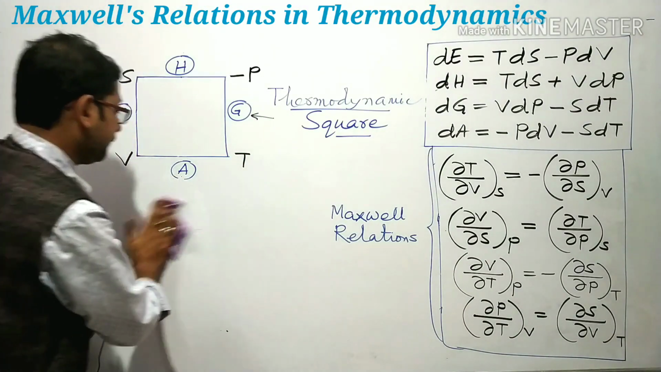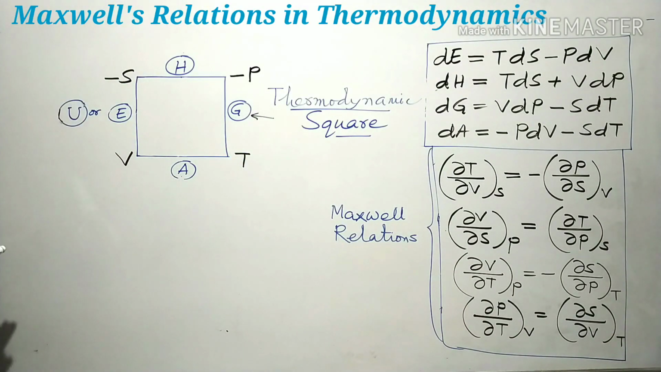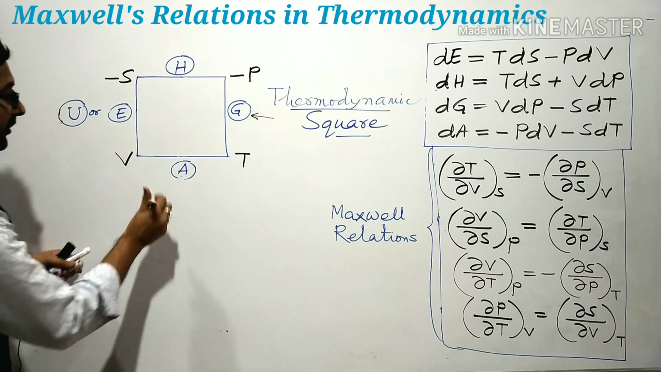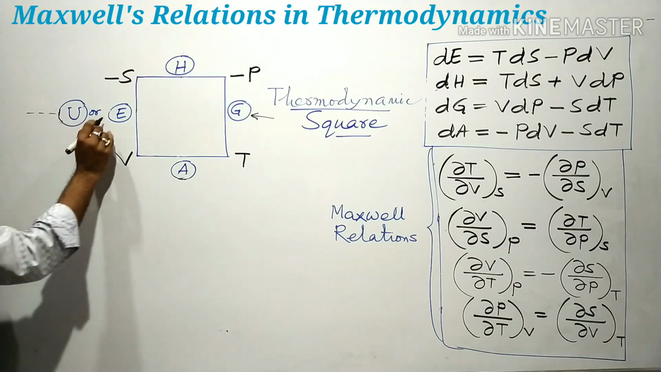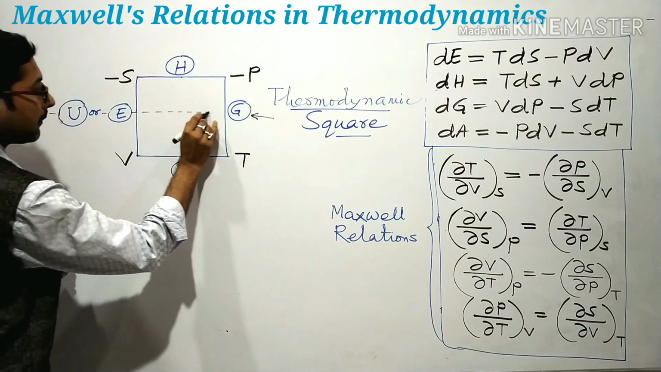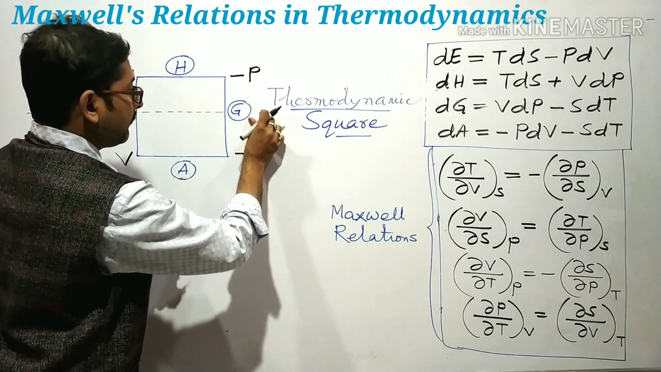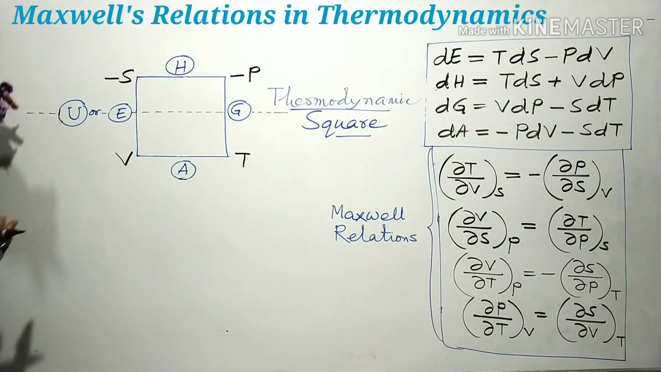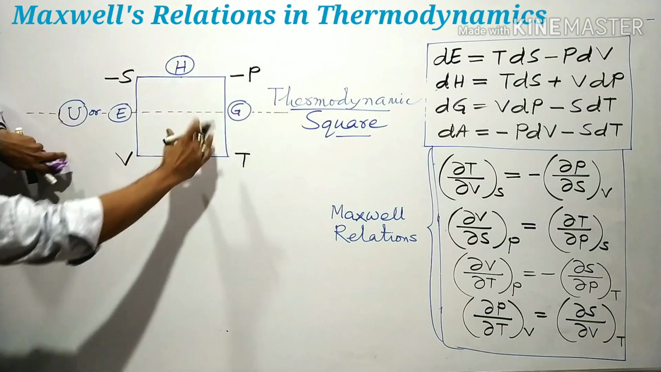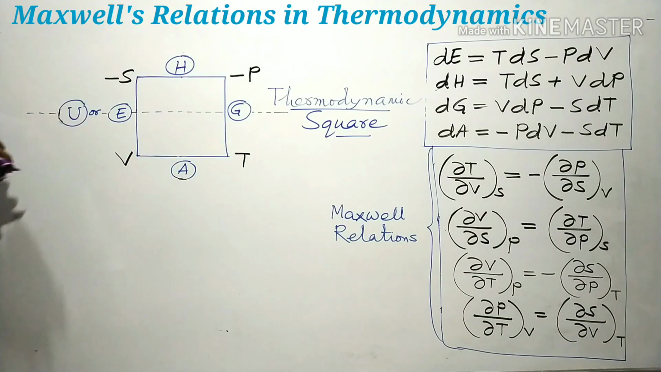Look carefully. We can divide this square from here. We can divide from here. So there are two parts: there is the upper part, and this is the bottom part.